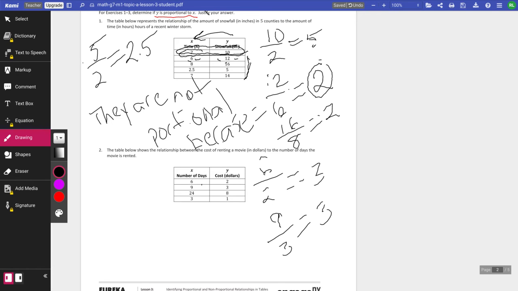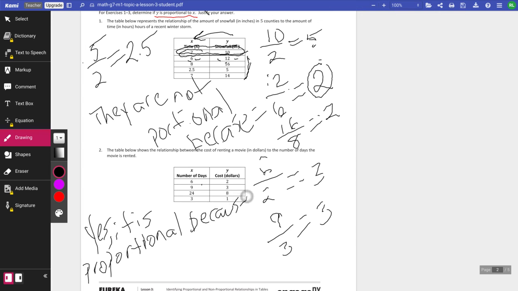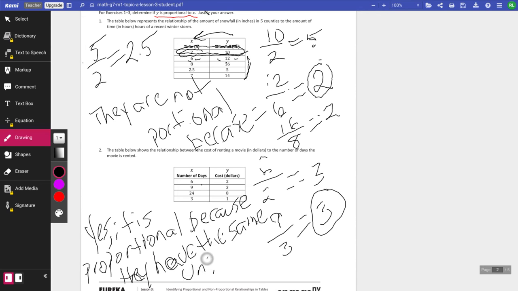So far, they all appear the same, and if you go through and do the rest of these, then this one is, in fact, yes, proportional, because they all have the same unit rate of 3. Spelled they wrong. Wow. Okay.